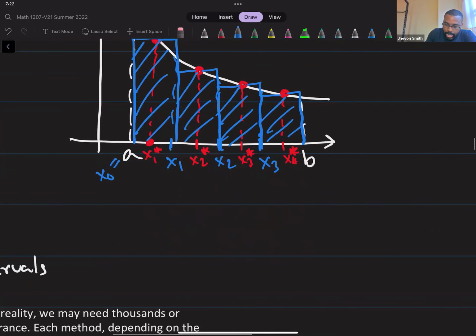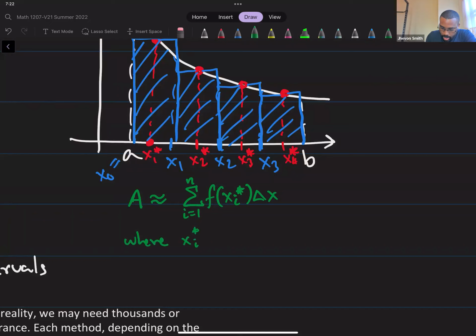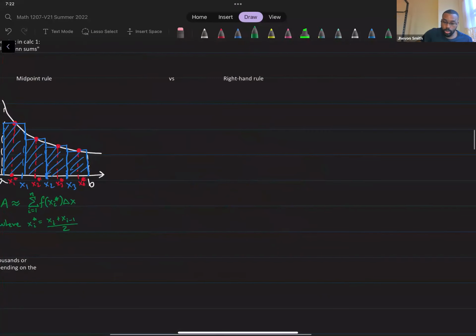So here I would get that, oh, I can use my area to be, you know, it's a sum. i goes from 1 up to n, or 4, of f of xi star, which is going to be the height of each rectangle, times delta x. And here it's where your xi star is just the average. So it's going to be x i plus x i minus 1 all over 2. Just take the average and it'll get you the middle values. Another option was to use what we call the right-hand rule.